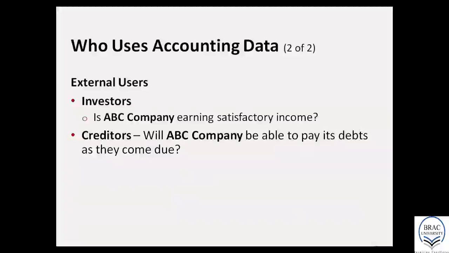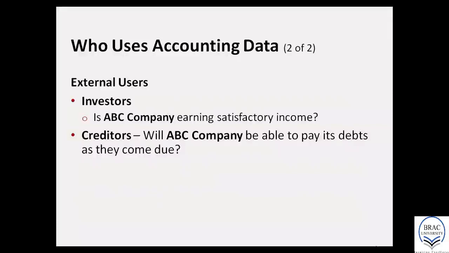Now let's learn about external users of accounting data. There are two types of external users who use the accounting data. They are the investors and the creditors. Investors are the ones who invest in the company. They usually look at the accounting data to see if the company is doing well or not. If the company is not doing well, there is a very good chance or a risk that the investor can lose their money. So that's why this accounting data is very important for the investor.